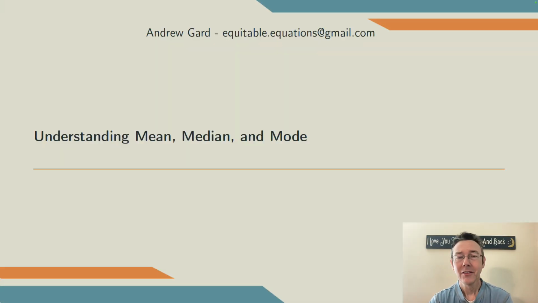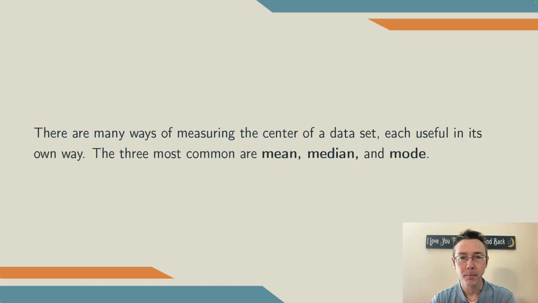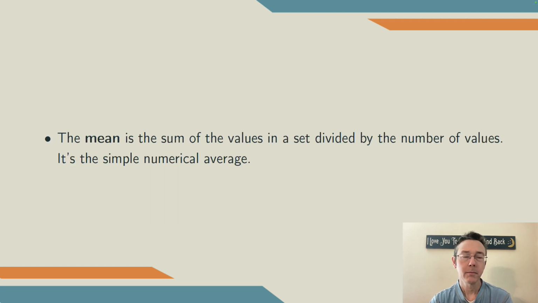Hey everybody. Today we're talking about mean, median, and mode from the perspective of understanding. These are all ways of measuring the center of a data set, and they're all useful in their own right. To start is the mean, and that's the sum of the values in a set divided by the number of values. It's just the numerical average.